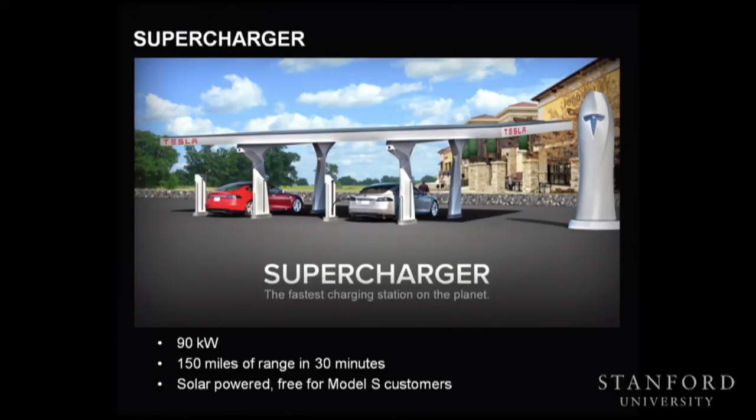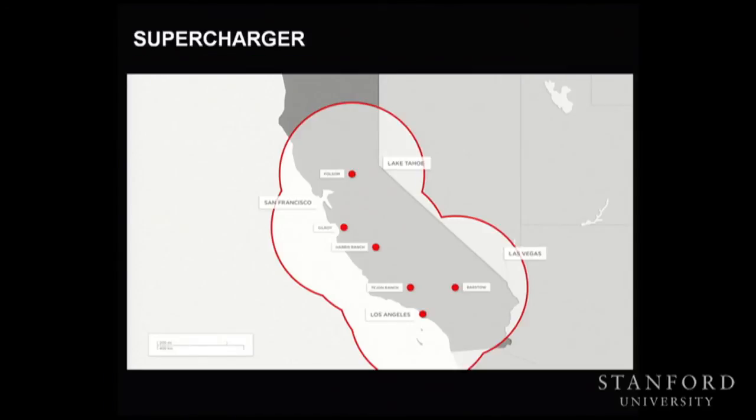This supercharger network was just unveiled. We're starting with facilities in California. So these little circles are your, what range is that? I should be able to guess that from the scale of the map. Must be a couple hundred miles.